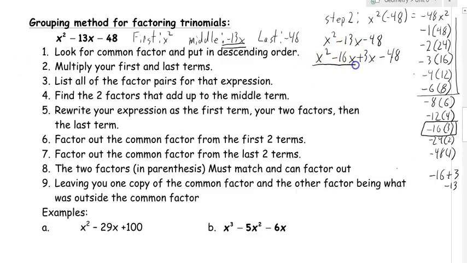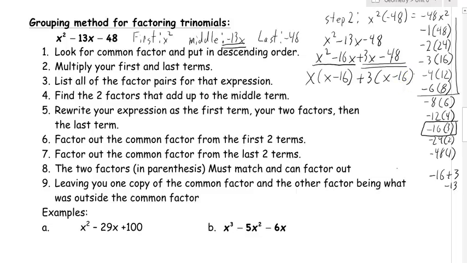Look at the first 2 terms. What do they have in common? X squared minus 16x. Factor out the common factor, the common x, leaving us with an x minus 16. That's step 6. Step 7, factor out the common factor of the last 2 terms. So there's our last 2 terms now. Plus 3x minus 48 has a 3 in common. So we're going to factor out that common 3.